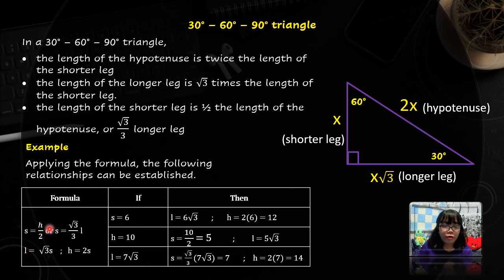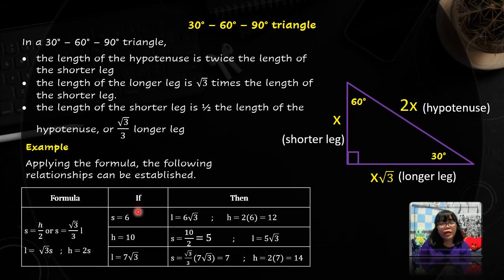So these are the formulas. Again, shorter leg is equal to half the hypotenuse, or shorter leg is equal to square root of 3 over 3 times the longer leg. Or if you want to get the longer leg, that will be equal to square root of 3 times the shorter leg. Or if you want to get the hypotenuse, that is twice the shorter leg.